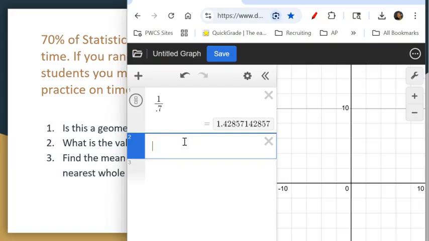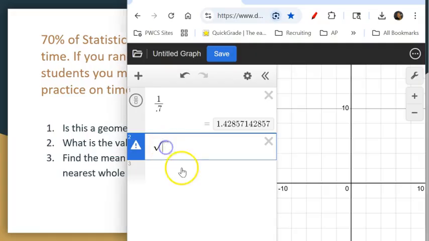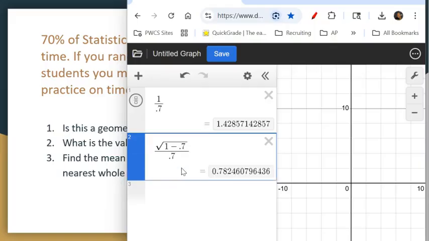My standard deviation is going to be the square root. You can use the keyboard or you can type sqrt to get that root. It is the square root of 1 minus p, so 1 minus 0.7, and then we're going to divide that whole thing by p. So the standard deviation is 0.782.